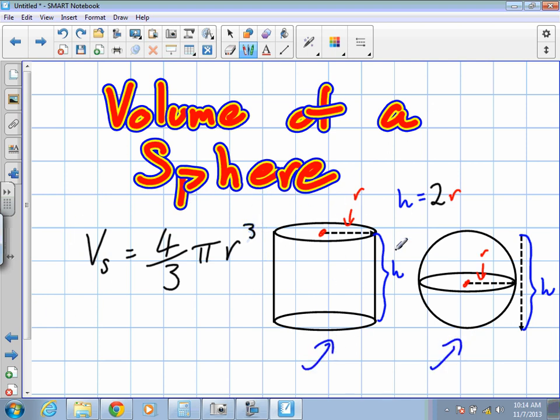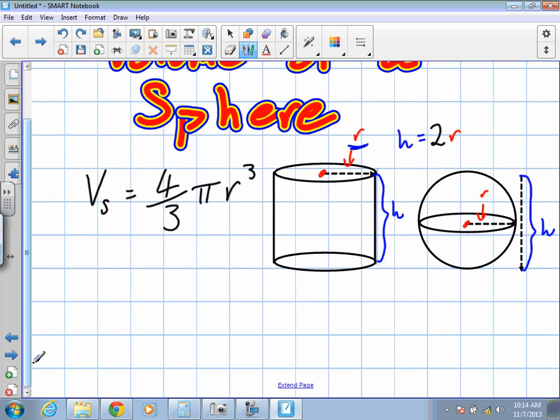If we have a cylinder that is of the same height as a sphere, which means the height is the diameter, right? Because the height of a sphere is considered the diameter. So, if the height of this sphere is the diameter and the cylinder has the same height, then the height of the cylinder is just 2 times r. It's kind of an odd idea. I want you to think about that as we go through this question.